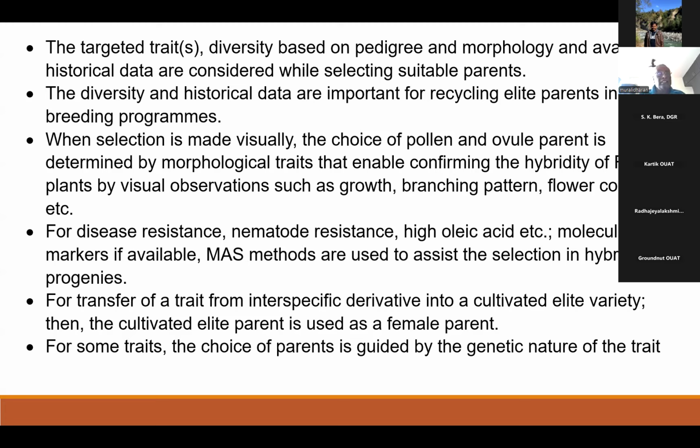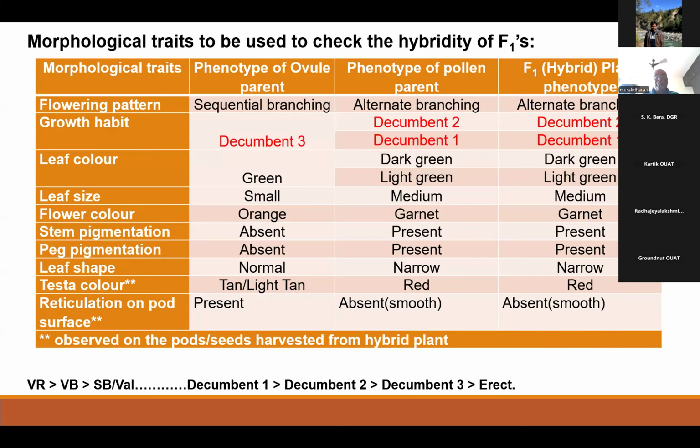This is a more important slide. Morphological traits to be used to check the hybridity of the F1s. See that I have given the ovule parent, pollen parent, and the F1 hybrid plant phenotype. For flowering pattern, if the ovule parent has sequential branching and the pollen parent alternate branching, the F1 will be alternate branching. Growth habit, decumbent 3, that is Virginia bunch, crossed with decumbent 1 and 2, again we get decumbent 2 and 1 like that of the pollen parent. Leaf color: if it is dark green as the male parent, dark green will come in the F1. Light green will be dominant. Seed size, leaf size, small into medium, we get medium leaves. Flower color, orange, garnet in male flower, we get F1 garnet flowers.